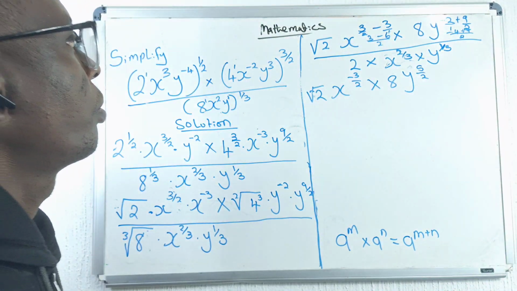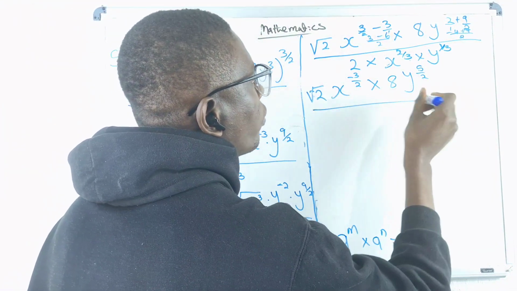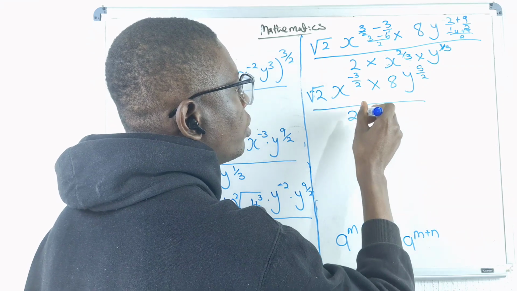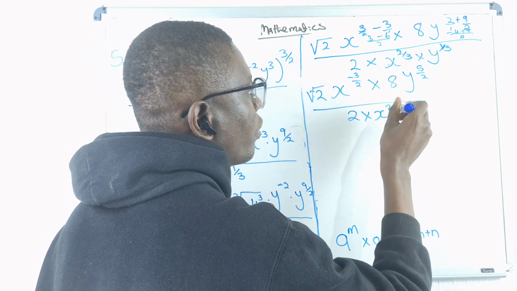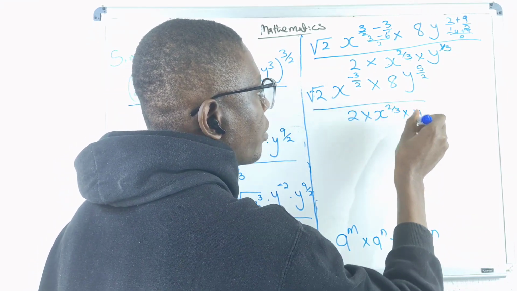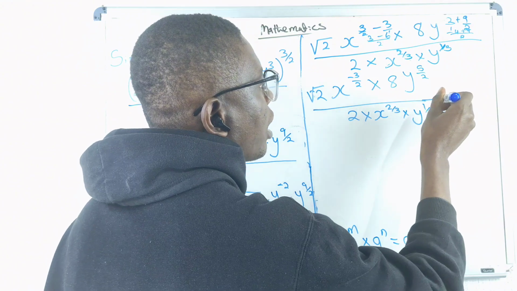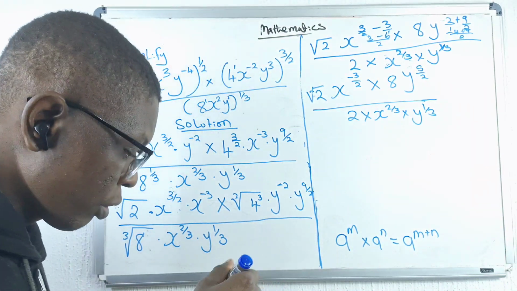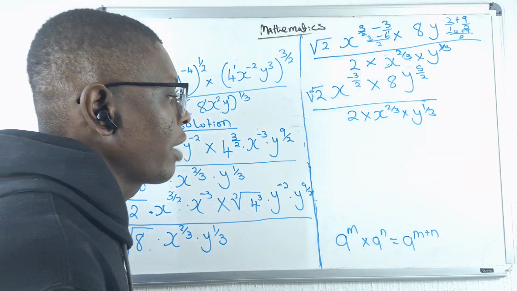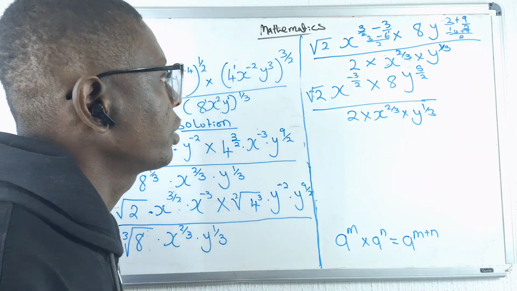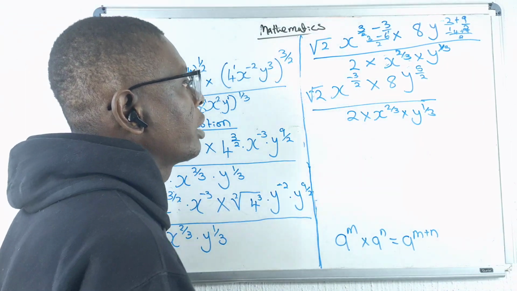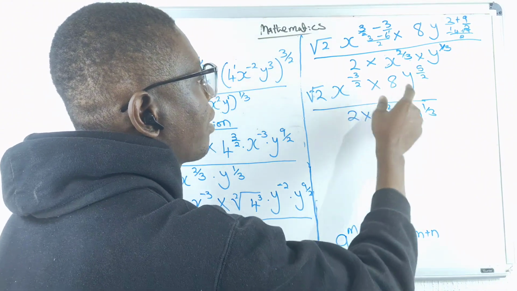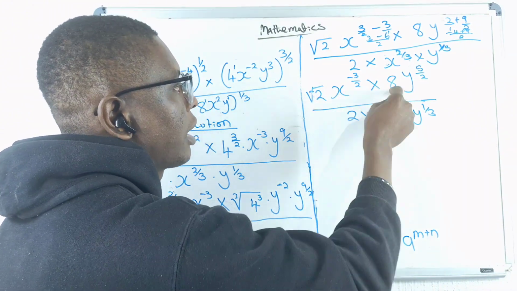Okay, so 8 root 2 over 2 times x raised to power 2 over 3 times y to the 1 over 3. There are shortcuts to follow in doing this, but I'm just explaining everything step by step so that you will know it, and then later you will see how to apply the shortcuts in getting the answers.